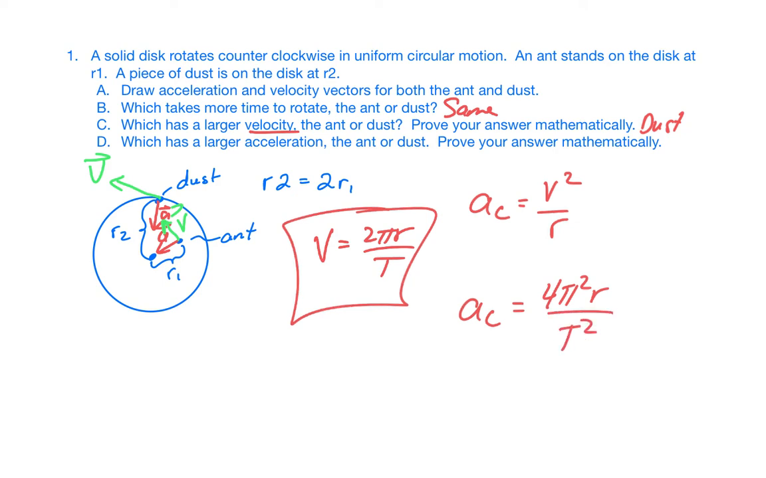Now I can look at this and I can say, well, the only thing that's changing, again, is this r value. And since r is increasing when I go from the ant to the dust, I know, again, that the dust must have the larger acceleration as well. If you have any questions on that, you should go ahead and see me.